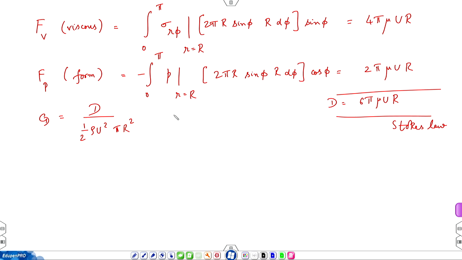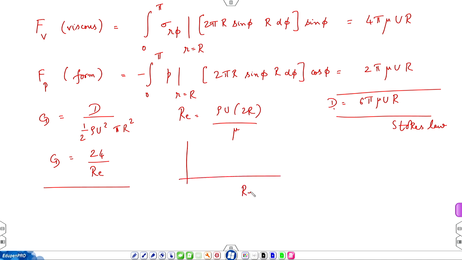You have done dimensional analysis of such problems. You know, drag will turn out to be a function of Reynolds number. And then if you just convert this, D equal to 6 pi mu u r, turns out to be 24 over RE. Okay. So, if you plot on a log scale, this should be a line.